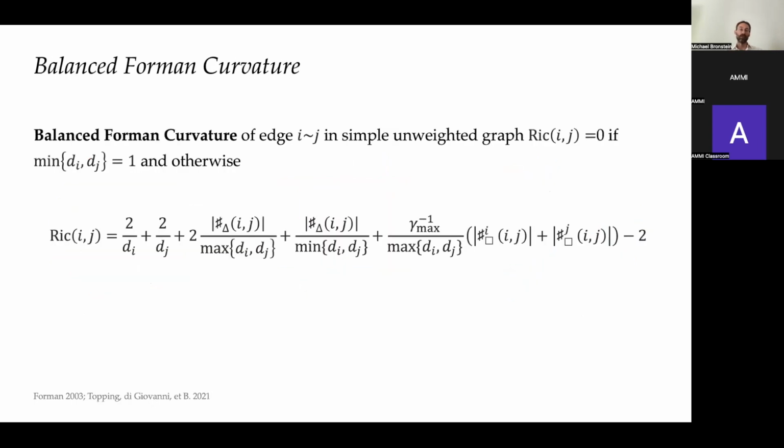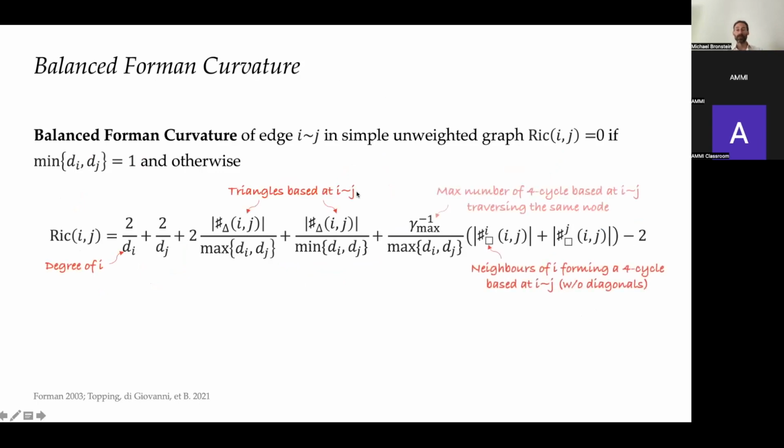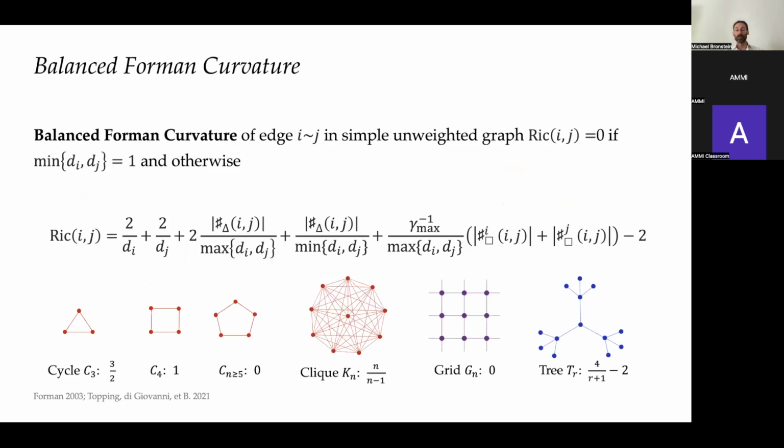And we can define a curvature. There are multiple constructions of the discrete analogs of Ricci curvature on graphs. This is our construction that we call balanced Forman curvature, that for every edge computes this quantity. It doesn't really matter what it is, but what is important is that it reproduces the continuous behavior. In cliques, edges will have positive curvature. On grids, they will have zero curvature, and on trees, they will have negative curvature.